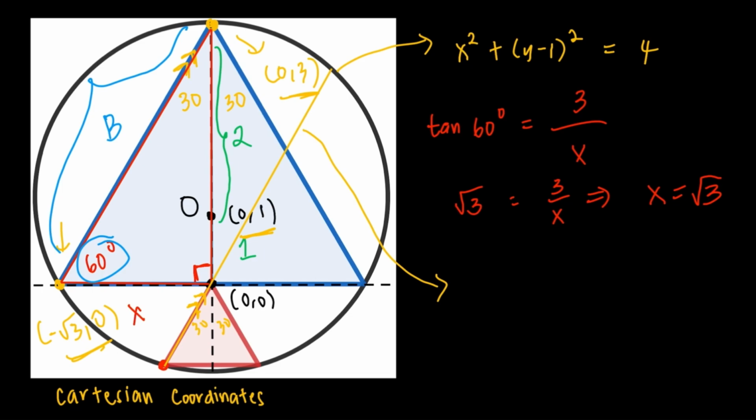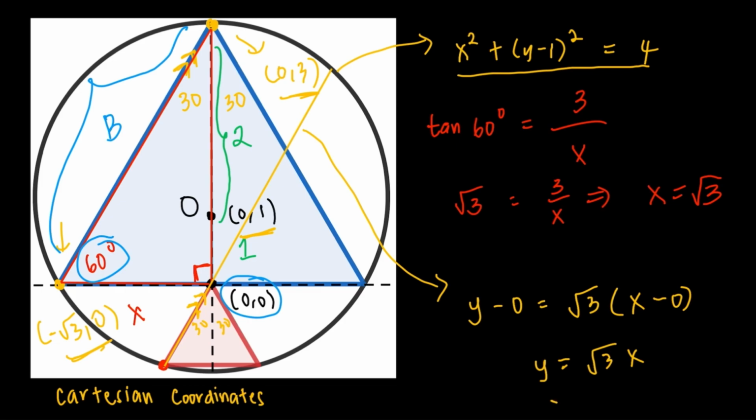So we have a slope of tangent of 60 degrees, which is square root of 3, and it passes through the origin, 0, 0. So I could write the equation as y minus 0 is equal to the slope, which is tangent 60 degrees, so square root of 3, times x minus 0. So the equation of that yellow line is y equals square root of 3 times x. And what I have to do is just take the intersection of these two.